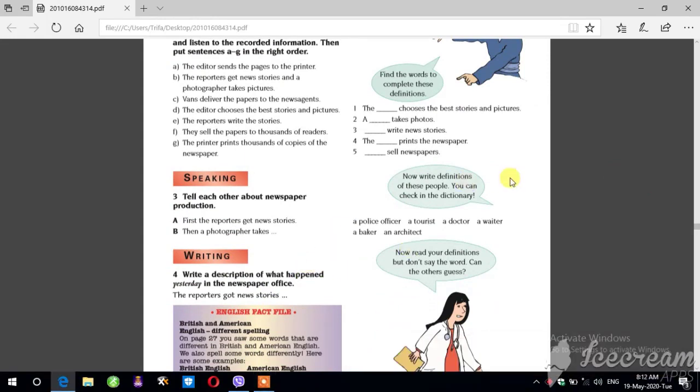Look at here. Dear students, at school we did these words. Look at, these are definitions of these people. These are people: a police officer, a tourist, a doctor, a waiter, a baker, an architect. We wrote definitions for all of them in the notebook. You have to review these words for the exam.